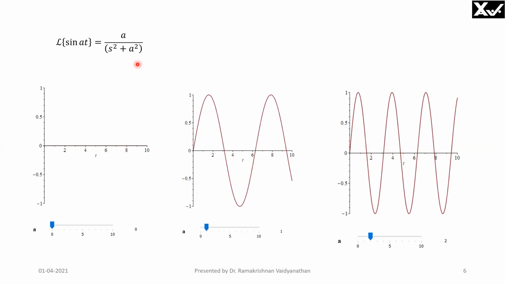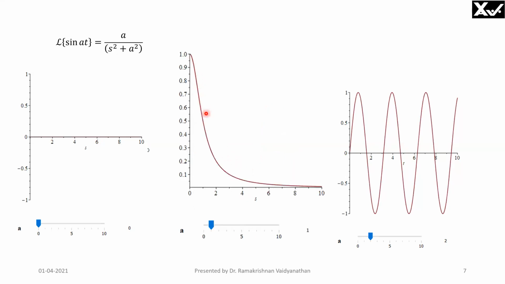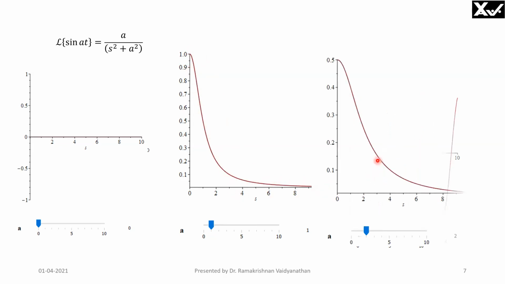Now the Laplace transformation is a by s squared plus a squared. You will see for this first, for a is equal to 0 condition, the same thing. Right? So it is a horizontal line. And for this, the Laplace transformation is a power function. And for this again, a power function, it varies. Right? Now we will also see this in the form of animation, thanks to MapleSoft. MapleSoft has provided me the software. I'll use the software to explain this.